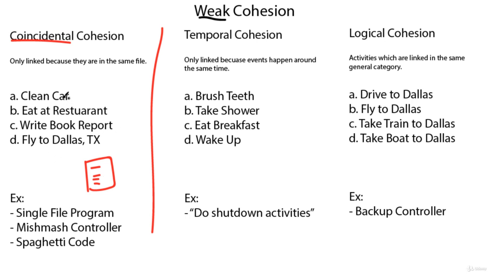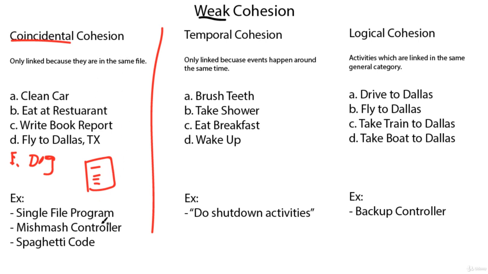An example of this might be: clean the car, eat at restaurant, write book report, fly to Dallas, Texas. There's no logical combination of these things. There's nothing focused on this. It's just a random bunch of tasks. And this could actually be one step farther than coincidental, just because these are all activities. We could even put a fifth item, E, and it's just a noun, like dog. Now they're not even all activities. Now they're even more random. And whenever you get to this point of just randomness, that gets you down to coincidental.